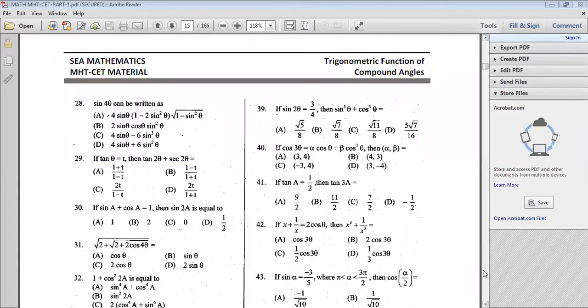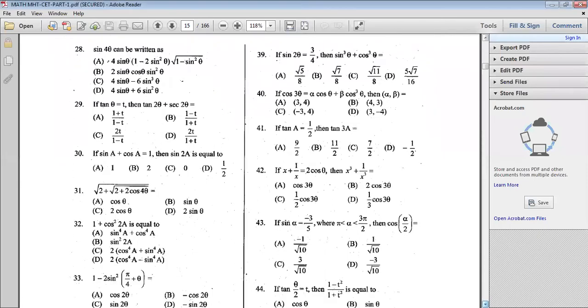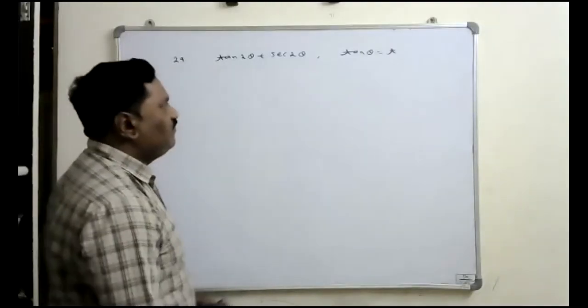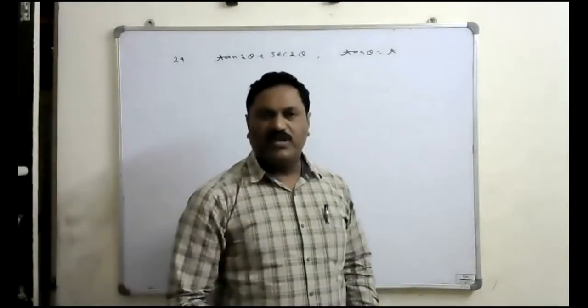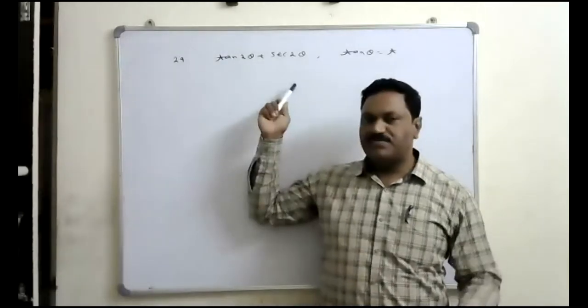Look at the 29th problem. Observe that. Since it is given that tan theta is equal to t, what is the value of tan 2 theta plus secant 2 theta? So we have to find the value of tan 2 theta plus secant 2 theta if tan theta is equal to t. Just observe here. Since the tan theta value we know, we will write the formula for these two in terms of the tan.